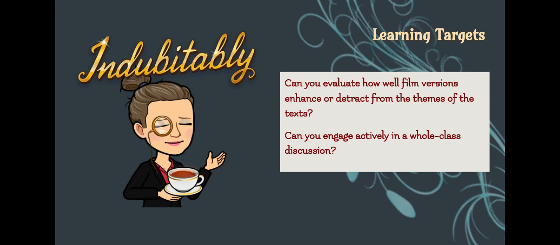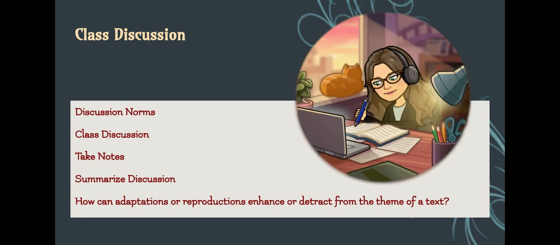Here are our learning targets for this lesson. Can you evaluate how well film versions enhance or detract from the themes of the text? Can you engage actively in a whole class discussion? We are going to review the discussion norms and then, as a class, engage in a discussion of the discussion question.